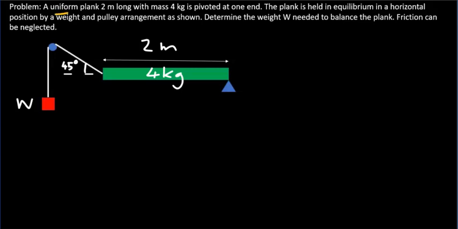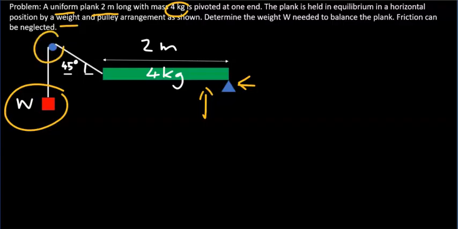A uniform plank, 2 meters in length, that is this object right here, with mass 4 kg is pivoted at one end. The plank is held in equilibrium in a horizontal position by a weight, that is this weight, and a pulley, as shown in the figure. Determine the weight W needed to balance the plank.